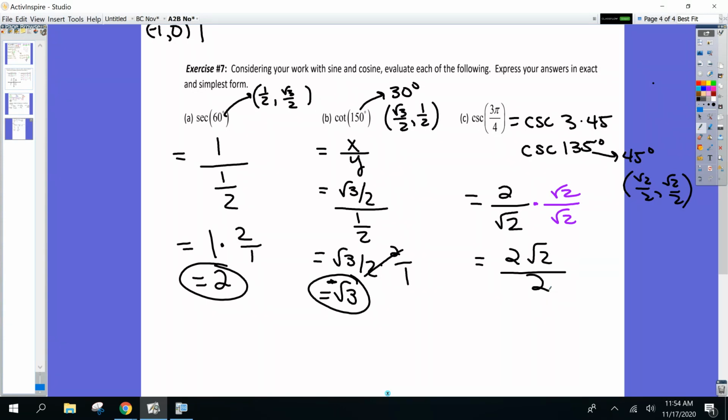And then get rid of the 2's, radical 2. Last thing, what quadrant are we in? The second quadrant. And what do you know about sine and cosecant in the second quadrant? Positive. Positive, so we're going to keep it positive.